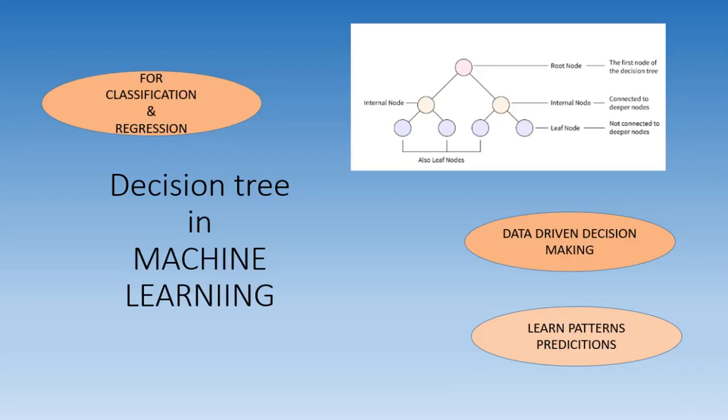Machine learning has revolutionized how we approach data-driven decision making, with algorithms that allow machines to learn predictions and patterns. Among the various algorithms, decision trees stand out for their simplicity and effectiveness in both classification and regression. So welcome to the session on decision trees. In the series of lectures on decision trees, in today's session we will see the theory behind decision trees.